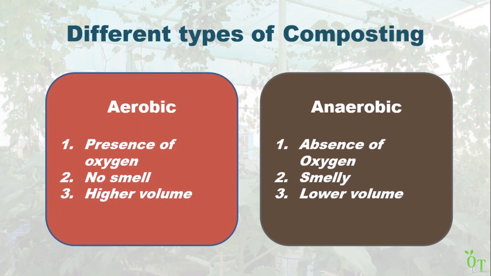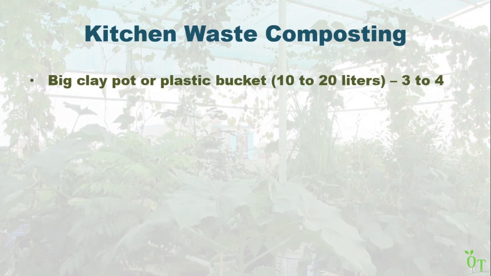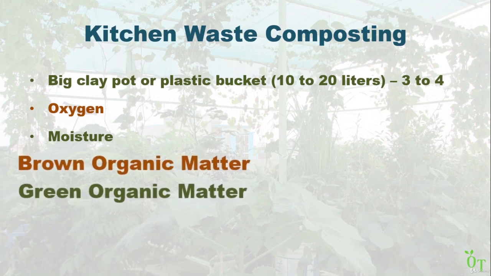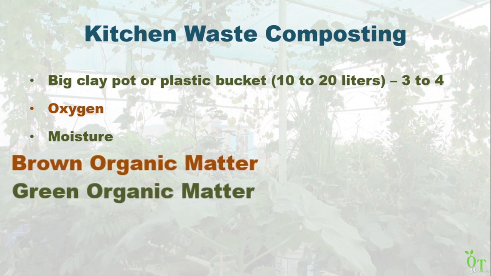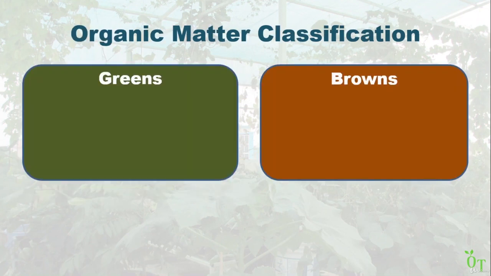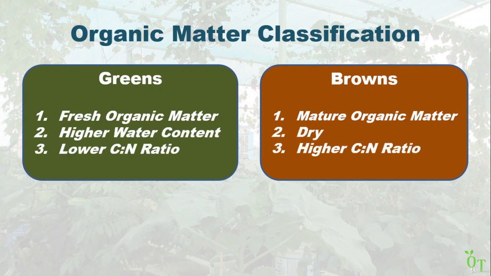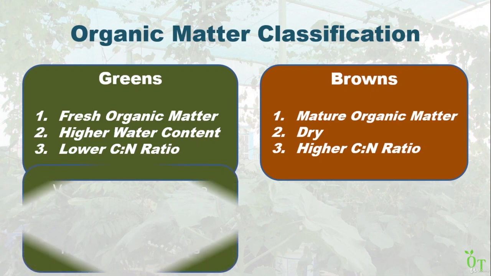To compost your kitchen waste, all you need is a few buckets, air, water, and brown and green organic matter. As the name suggests, brown organic matter is organic matter that looks brown, and green organic matter must be green in color. Well, almost, but not quite. Greens are fresh organic matter, while browns are mature. Hence, greens have water content, while browns are dry. Upon maturing, organic matter start losing nitrogen, and hence carbon to nitrogen ratio or C:N ratio is higher in browns.